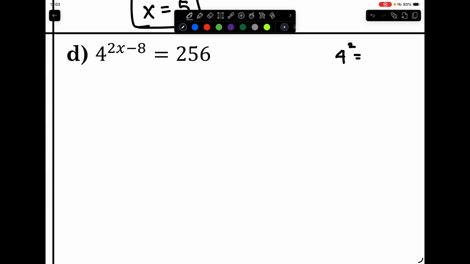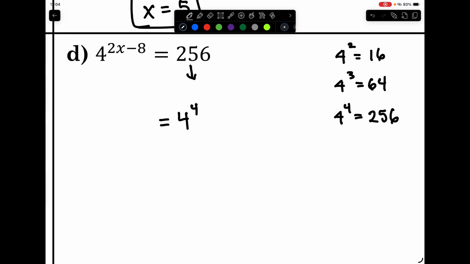So 4 to the second is equal to 16. 4 to the third will be 16 times another 4, which is 64. 4 to the fourth power will be 64 times another 4, which I believe is 76. Let me do the math real quick. Oh no, it's way off. It's 256 already. So 64 times another 4 is 256. So there you go. So I can change this number here to 4 to the fourth power.